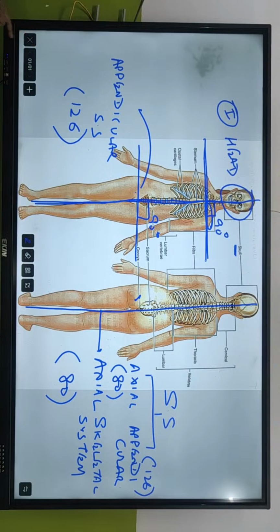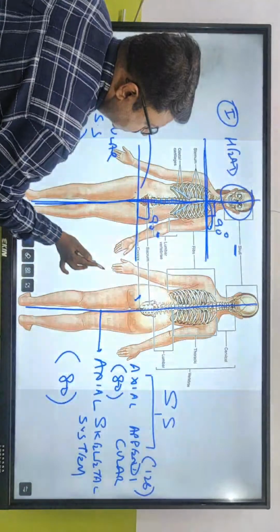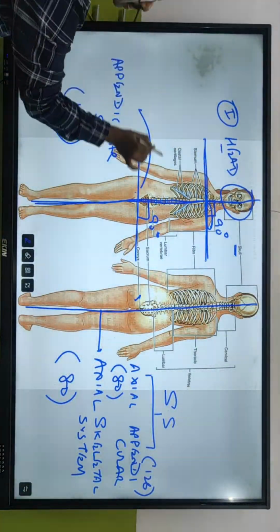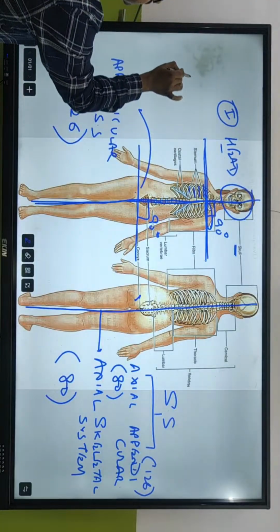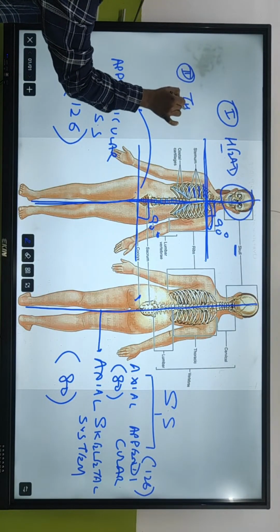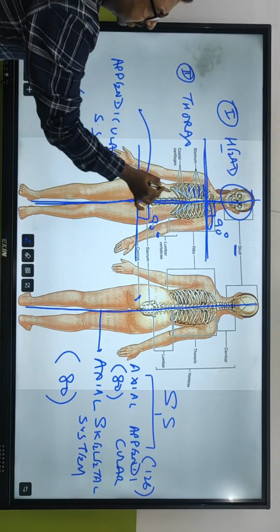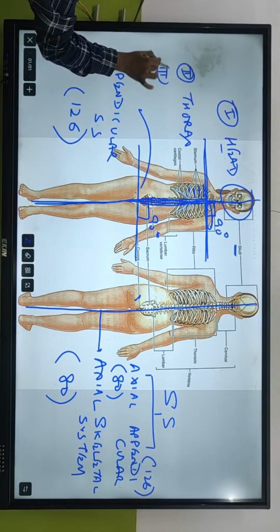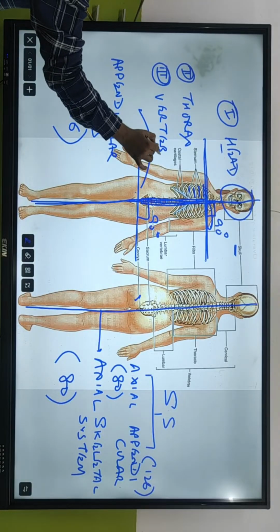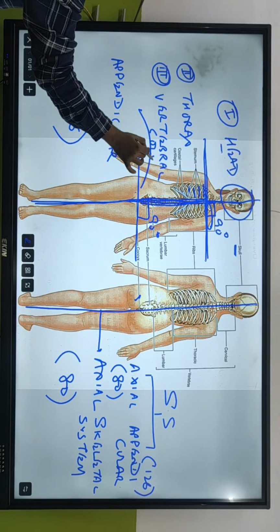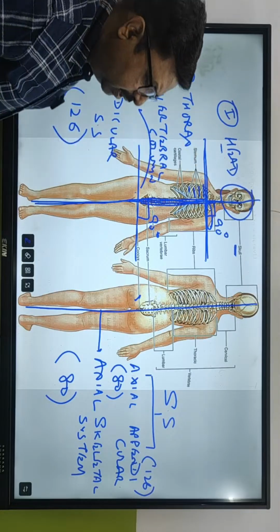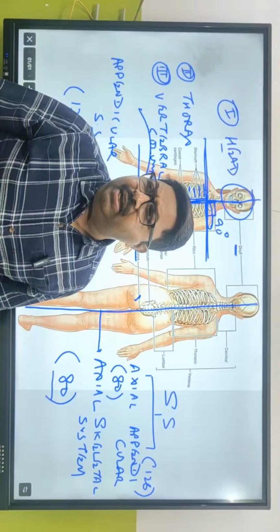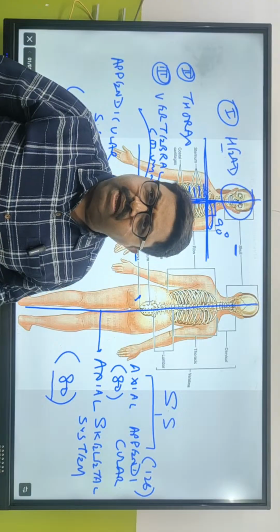Okay, and we are going to study about this. अच्छा, under axial, head हो गया number 1. Next क्या है? Ribs. So we are going to study under thorax. And third क्या है? Vertebral column. देखो ये vertebral column है. So under these 3, 80 bones are there. Any issues with this? समझ में आया कि नहीं आया?